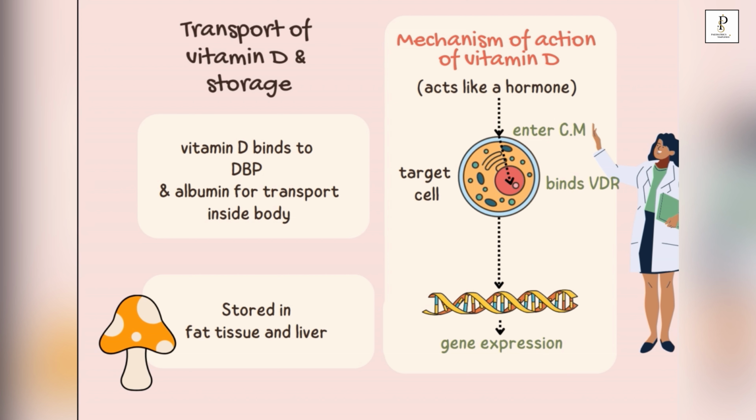Mechanism of action of vitamin D. Vitamin D, as we discussed previously, acts like a hormone. It goes to the target cell and as it is a fat-soluble vitamin, it can easily enter the cell membrane. And then it binds to VDR or vitamin D receptor present inside the nucleus of the target cell. After binding to VDR, it stimulates gene expression of certain genes and carries out its action.